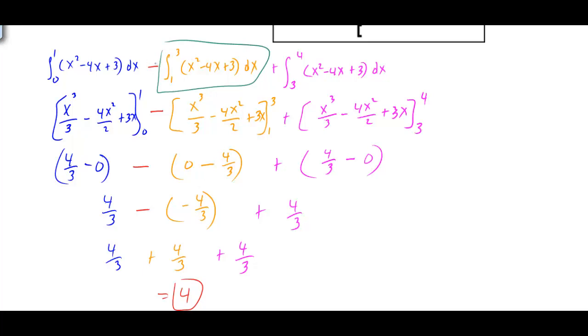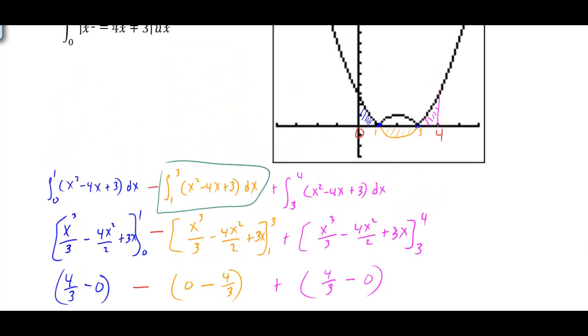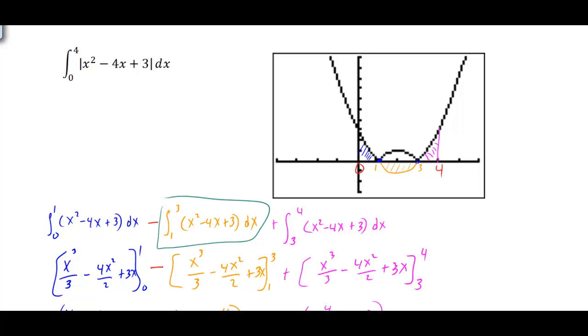One option is we could still keep this positive, but change our limits. Instead of going from 1 to 3, we could integrate from 3 to 1, and by doing that, that would change the negative sign to a positive, because remember, when we switch the limits, that will switch the sign of our answer. So again, just be careful when you're looking at the absolute value and try to identify the function without it and see where you need to make your corrections.